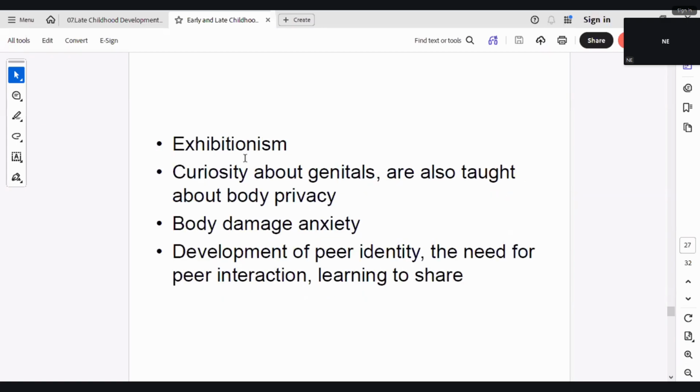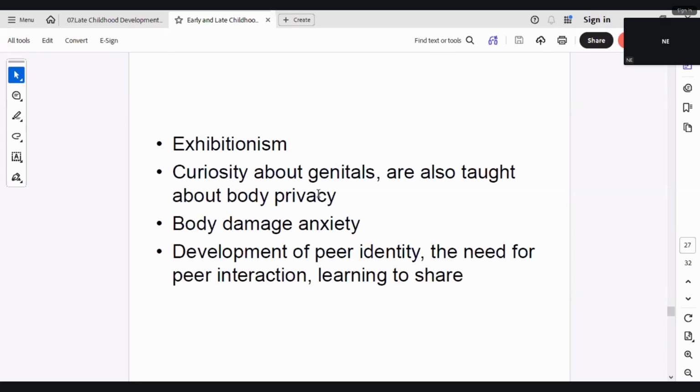Some things, again, like we said, they could be curious about their genitals, and this is a time to teach them about privacy. At the age of 3, because they're going to be off to nursery or daycare, is when moms usually start to tell their children about private parts and that nobody should see or touch.